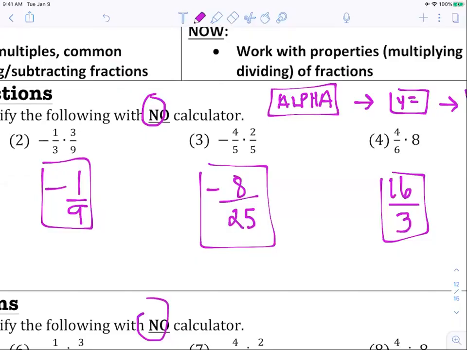Answers for 2, 3, and 4 are up on the screen. You should get -1/9 for number 2, -8/25 for number 3, and 16/3 for number 4. If you did not get those answers, then this is something that you definitely want to talk to Miss Hardy about.